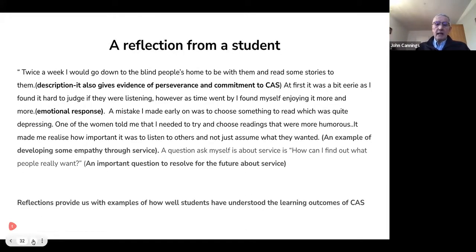And this is an example of a reflection from a student. You notice the first sentence gives us a description of what was done. It also gives us some idea of one of the learning outcomes about perseverance and commitment to CAS. Then in the second sentence, we have an emotional response to a particular issue. And then in the third and fourth sentences, we have some examples of a student developing empathy through service. And the last part of this is a question which a student would have to resolve for the future about service. And really, the reflections provide us with examples of how well students have understood the learning outcomes of CAS.